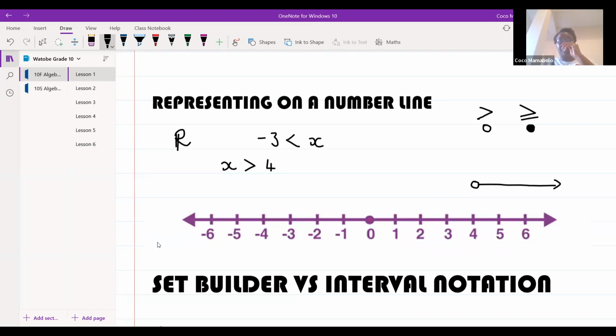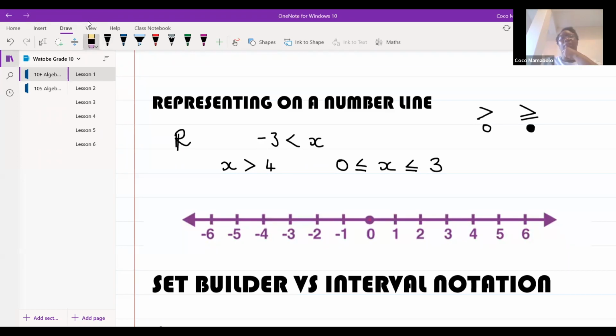Okay, solid line. Excellent. Now, if I say to you that X needs to be in between 3 and 0, what is this going to look like?